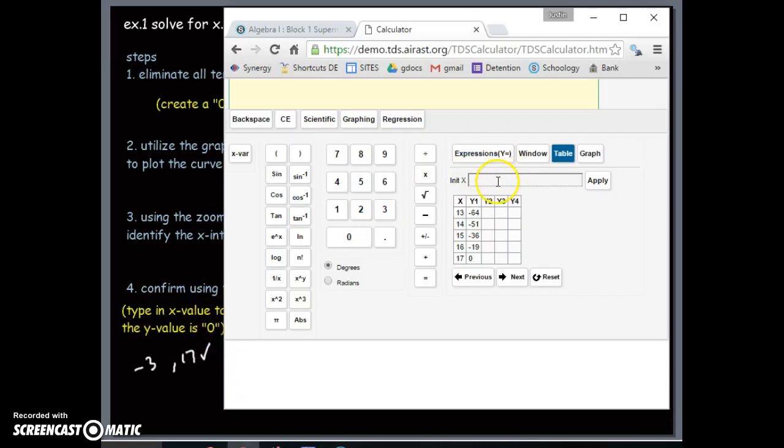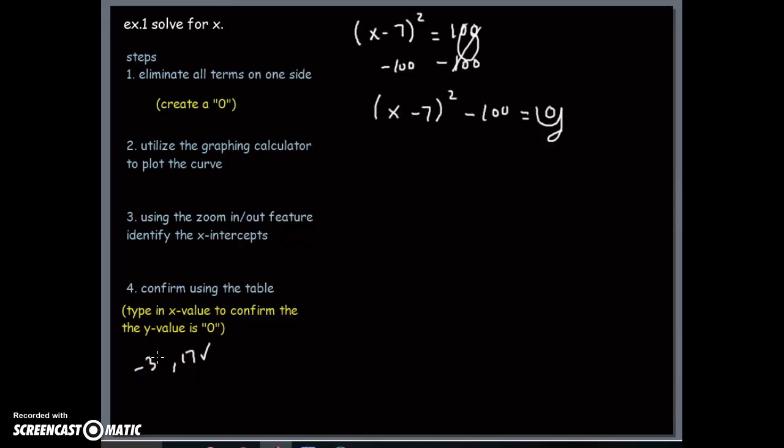And now I've just got to verify that -3 is. So I type in -3 and I hit apply. And -3 has a y value of 0. So this solution is also correct. If I put it in numeric order, -3, 17, and I am good to go.